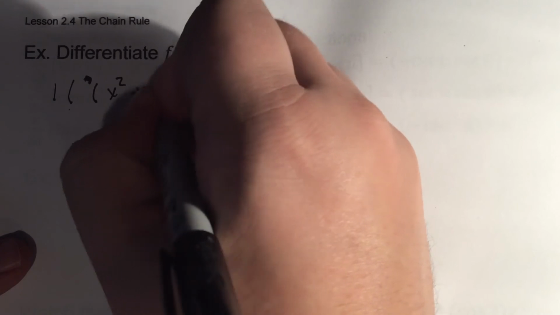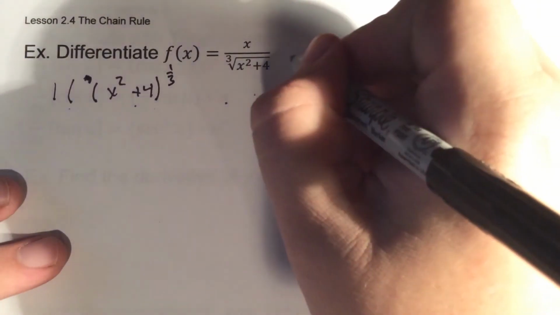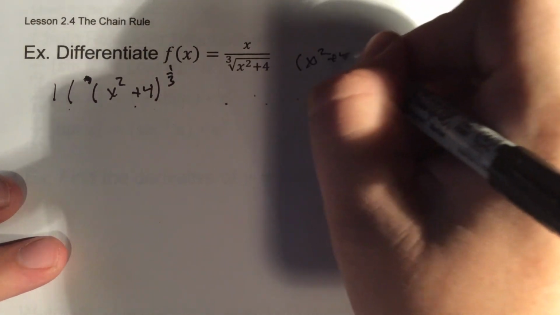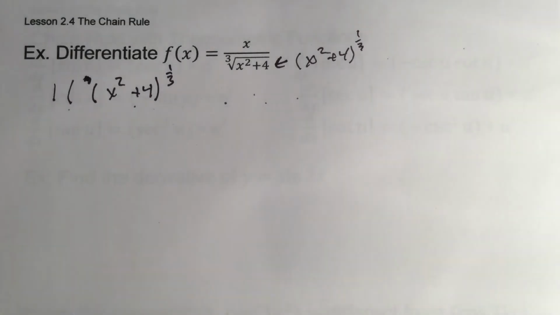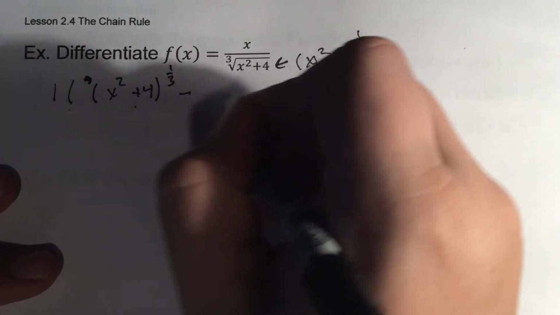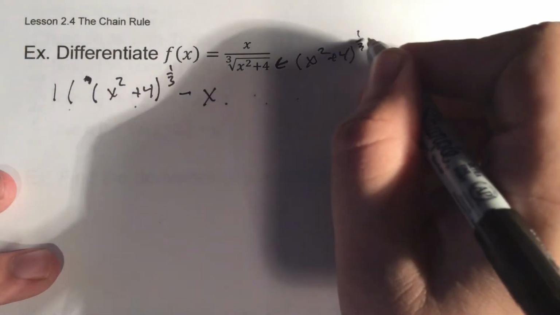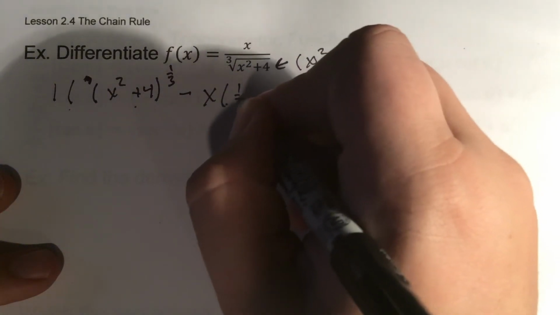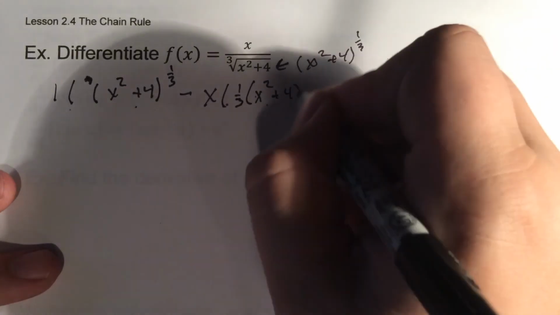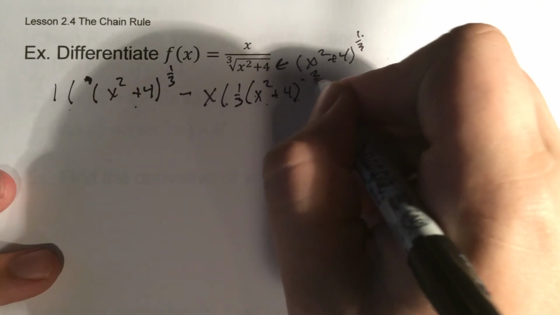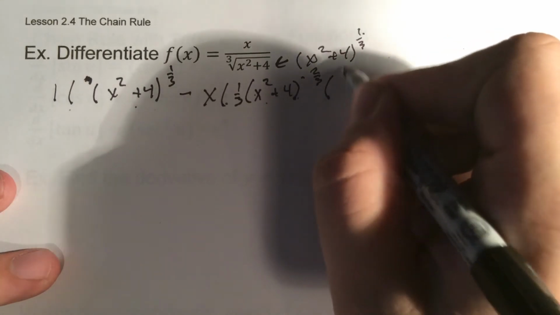So the cubic root, actually I'm going to rewrite that as x squared plus 4 to the 1/3. So cubic root is the 1/3. So remember that. X squared plus 4 to the 1/3 is the same thing. So then it's minus the top times derivative of the bottom. So 1/3 x squared plus 4 minus, and that would be negative 2/3 times derivative of the inside.